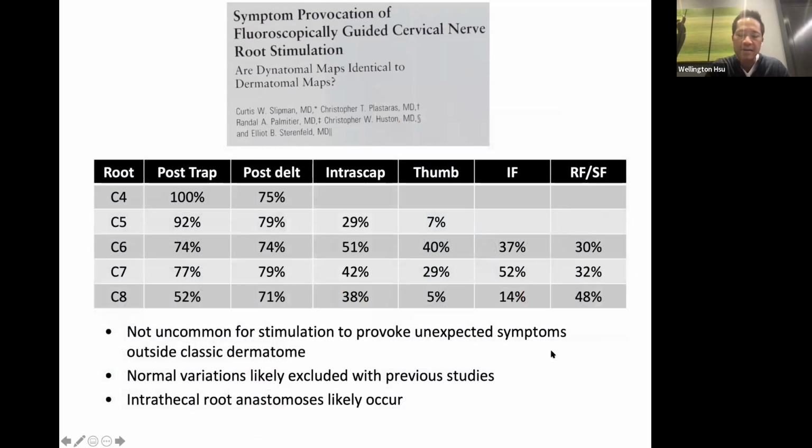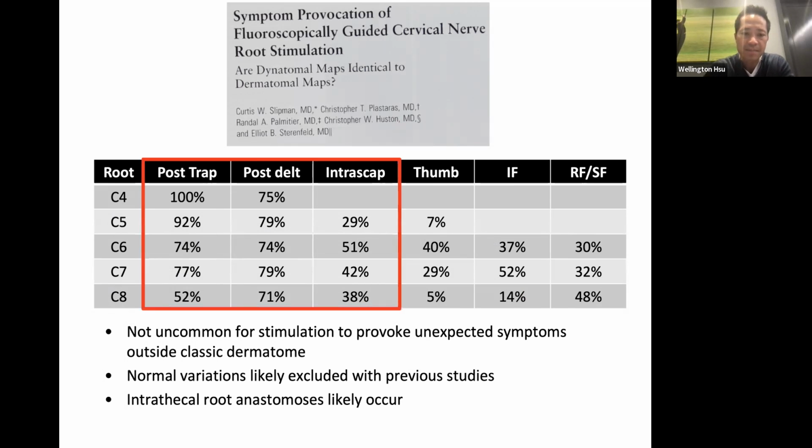So this study concluded that it's not uncommon for stimulation to provoke unexpected symptoms. There are normal variations likely excluded in previous studies, and you can have intrathecal root anastomoses. And then finally, patients may not be reliable in where they have pain. They may not characterize exactly where they have pain based upon their ability to feel it and that sort of thing. But that being said, C4, C5 typically proximal, C6 through C8 typically distal. But when you get into C8 pathology, it's really anybody's ballgame here. It really could present in a number of different ways.